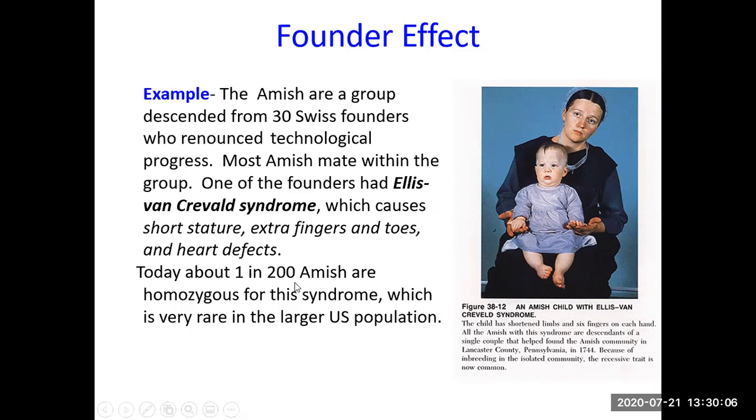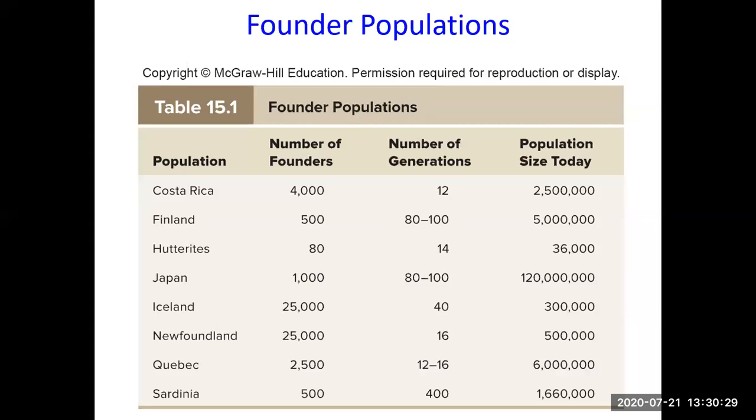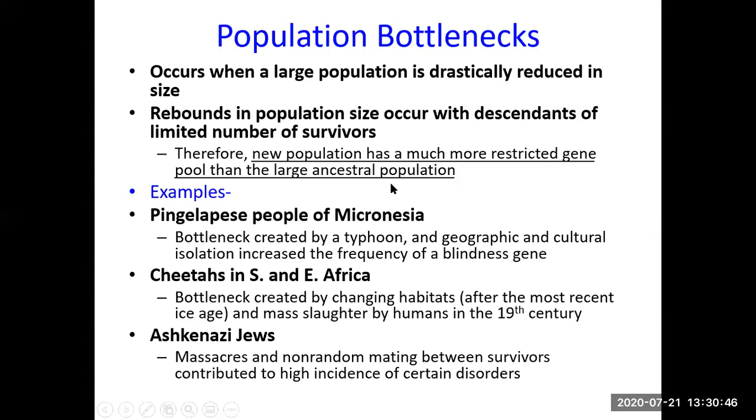One in every 200 is homozygous for this syndrome, which is really rare. In the general population in the US, this syndrome is very, very rare. You don't see it because it is recessive, so in order for this recessive disorder to be expressed, you need the homozygous recessive condition. But it becomes more and more prevalent as inbreeding in the community occurs. Here is a list of some of the founder populations, where the number of founders is given, how many people started the population, the number of generations, and their population size today. All of these fall under genetic drift, the Sewall Wright effect.